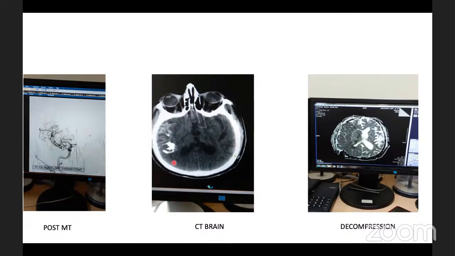We did a CT and we saw hemorrhage. So it is probably a reperfusion bleed because contrast extravasation was not seen during the check images. The reperfusion bleed happened within 30 minutes of the procedure, and the patient eventually had to undergo decompression surgery because the reperfusion bleed was causing enough mass effect.